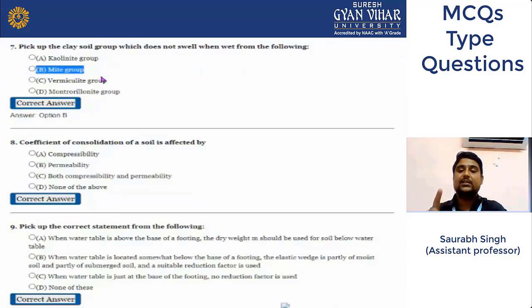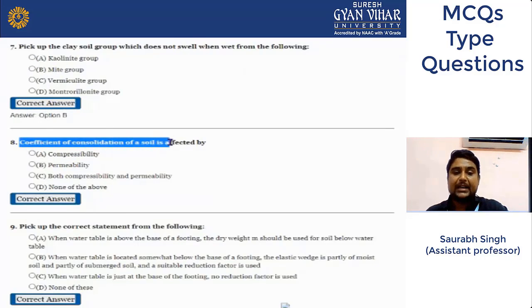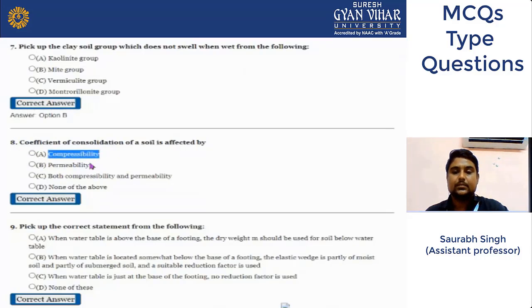It will not swell, meaning it will not change shape when it is wet, and this is called the illite group of soil. This is very important to know for all civil engineering students. Come on, the next question. The next question is about the coefficient of consolidation of soil, which is affected by. First option is compressibility, second option is permeability, third option is both compressibility and permeability, and the last option is none of the above.